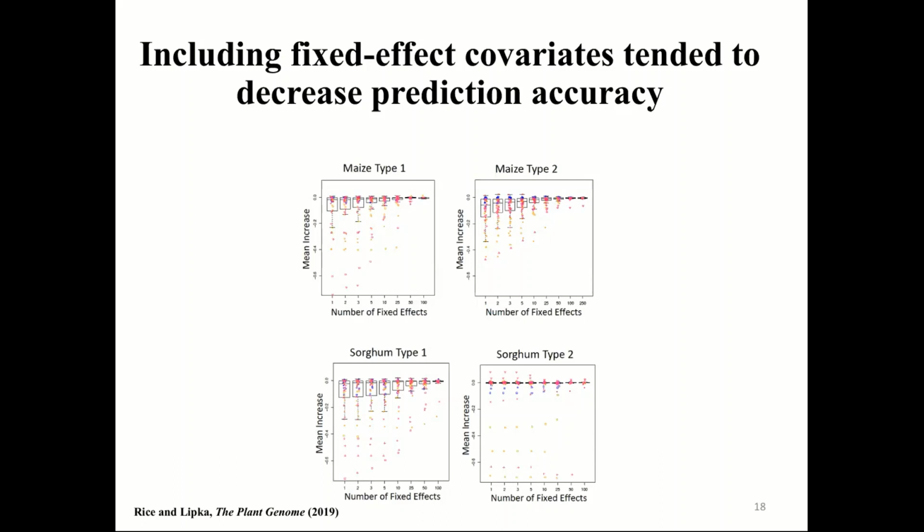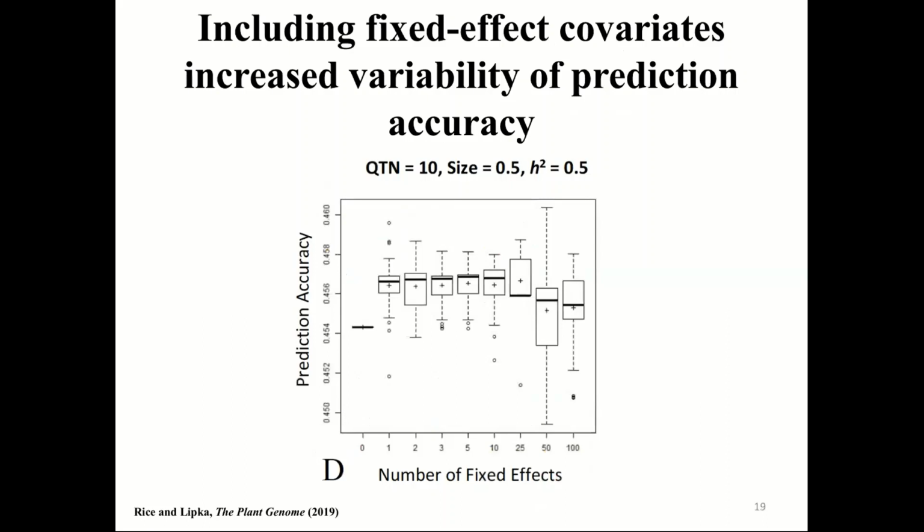And just to emphasize that we mostly saw a decrease in prediction accuracy after including these fixed effect markers, here is a line at a y-coordinate of 0. So the bulk of the times that we simulated traits, we see a decrease in prediction accuracy. So including a fixed effect covariate more often than not decreased prediction accuracy over a standard RR-BLUP model. But it gets even better.